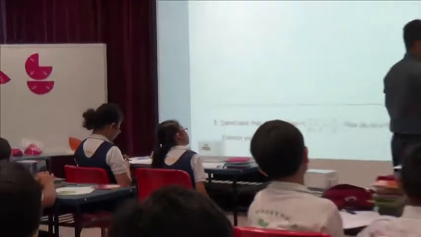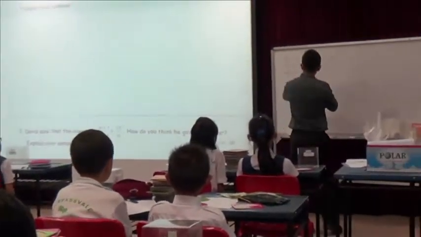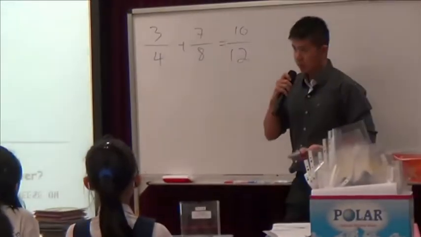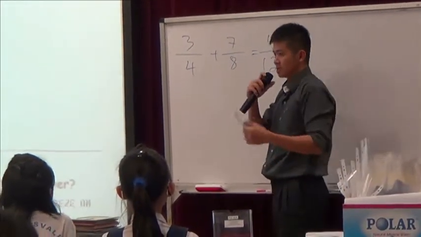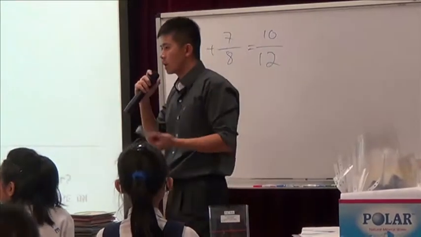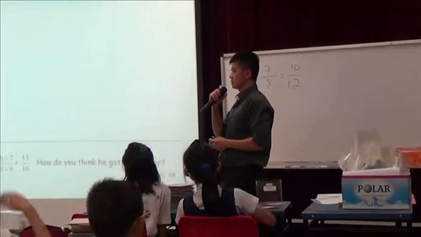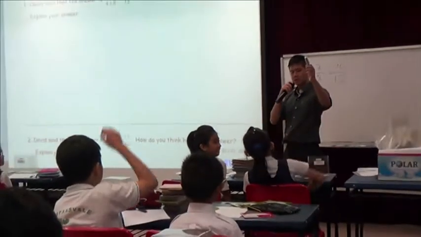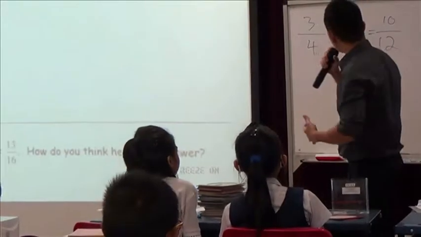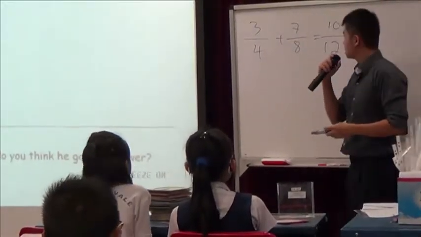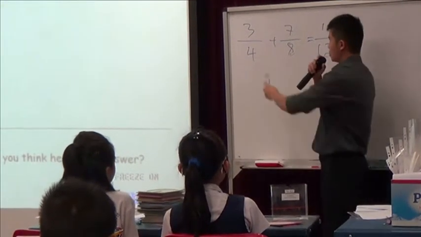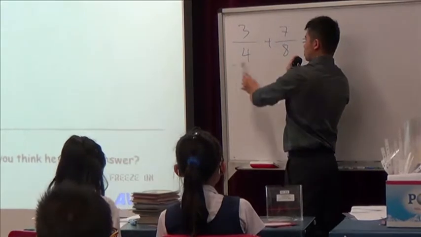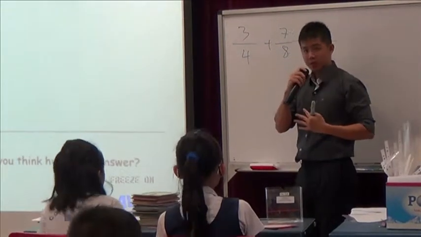Because the denominator is not the same. Well, 4 and 8 are also not the same. So even if my denominator is not the same, it shouldn't be an issue, right? So why? Yes, Justin. Never times 2 yet. Which one never times 2? So you want to change this to have a denominator of 8, right?